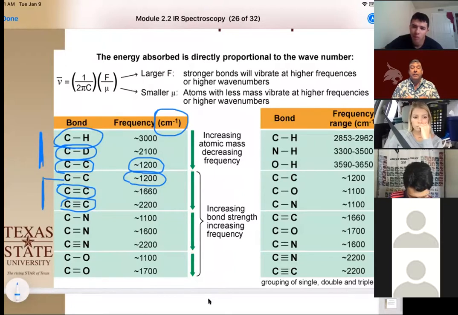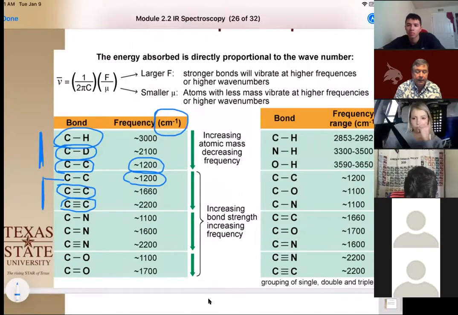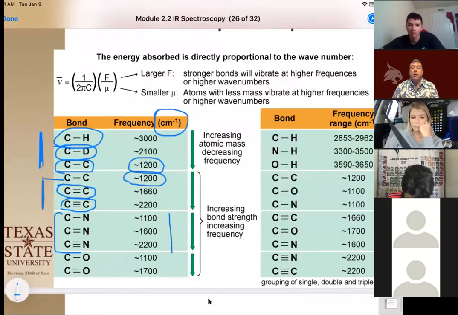So what that means is every single band that we look at has something to do with the bond strength and or the mass of the atoms. So we can easily figure out which ones are going to be in which area of our spectrum just based on those 2 components. And even when we have other elements, we follow that same trend. The stronger the bond, the higher the frequency.